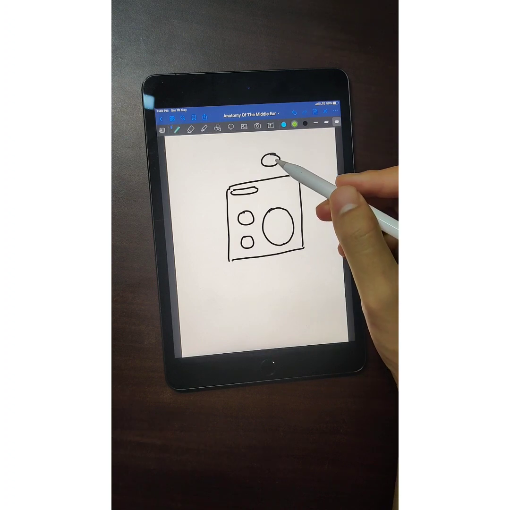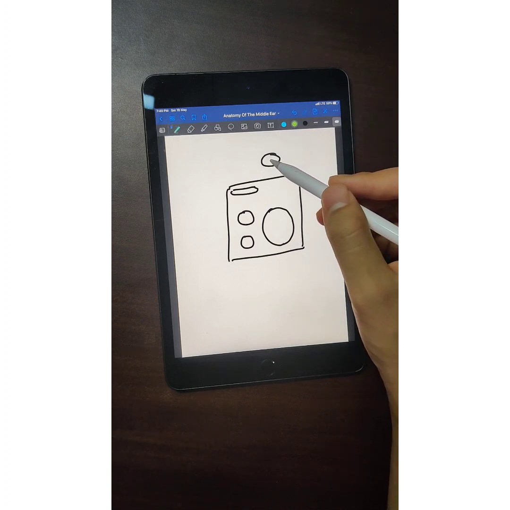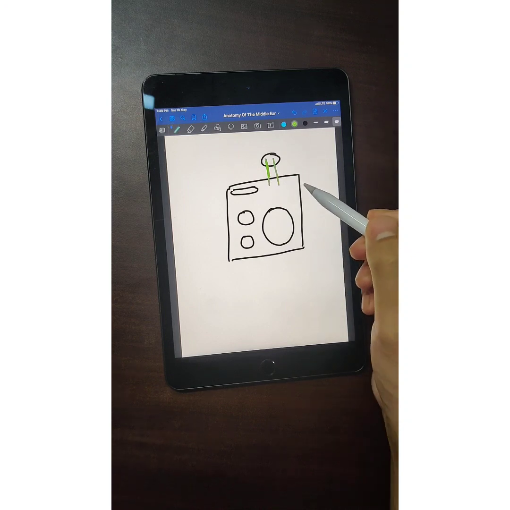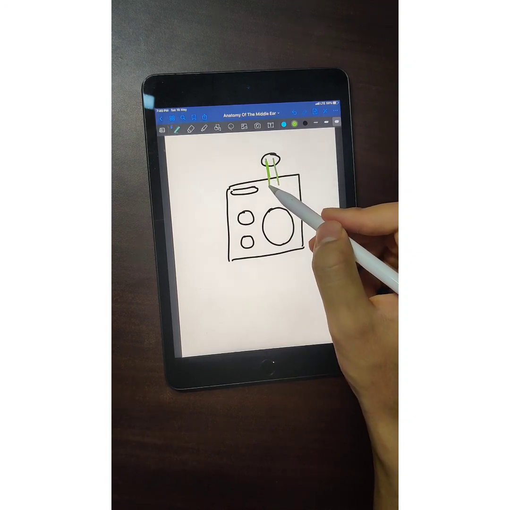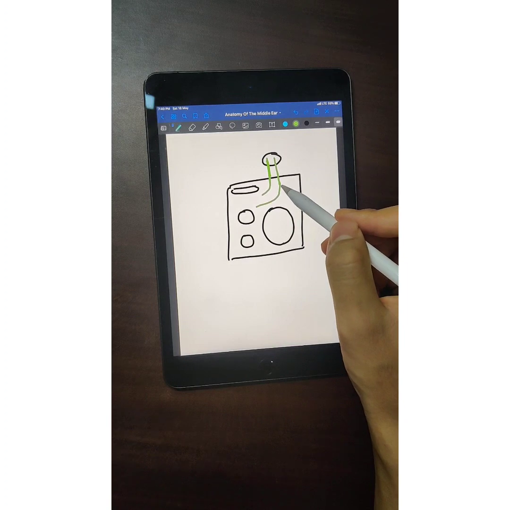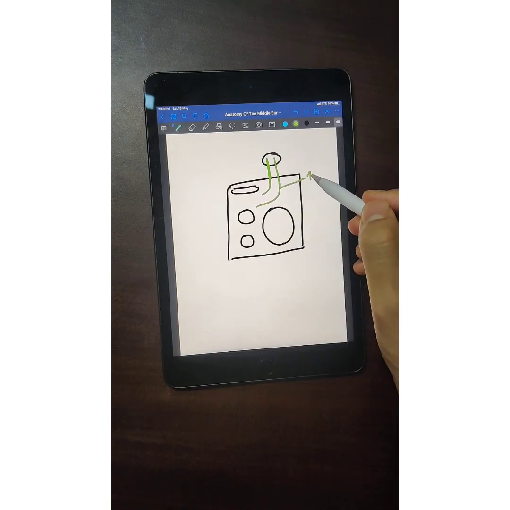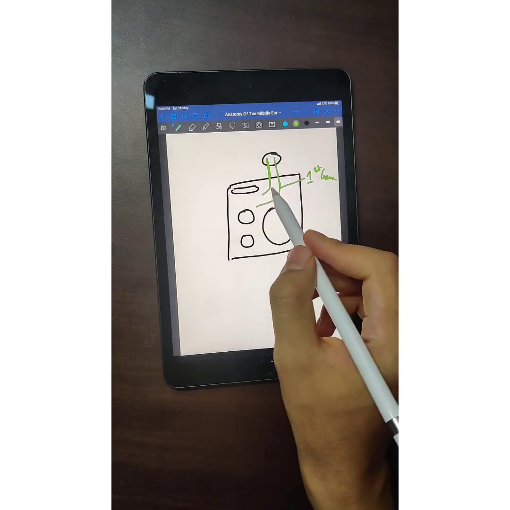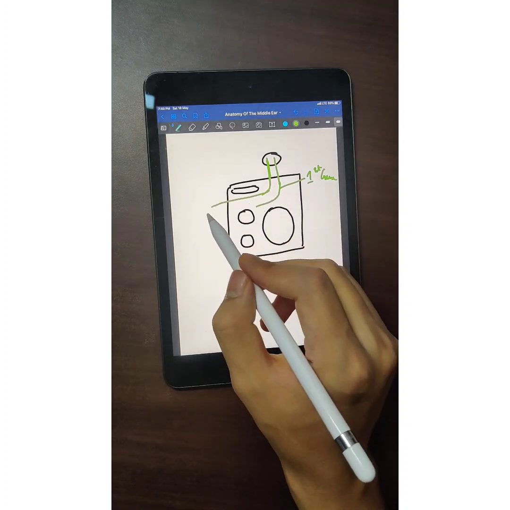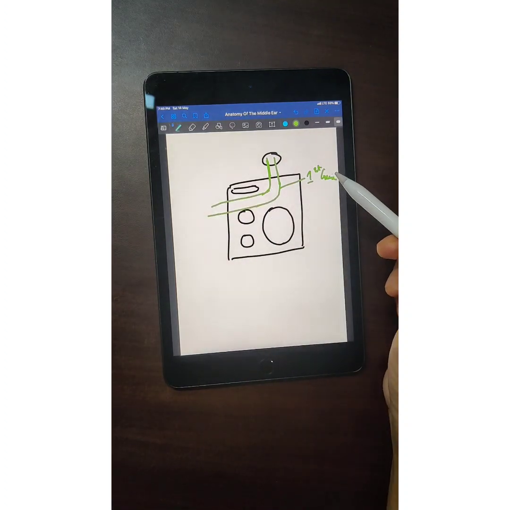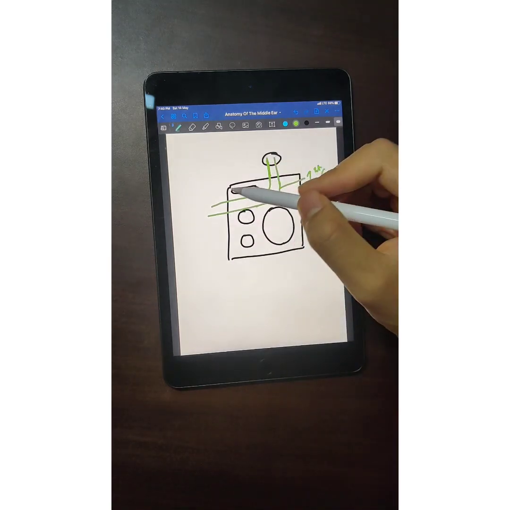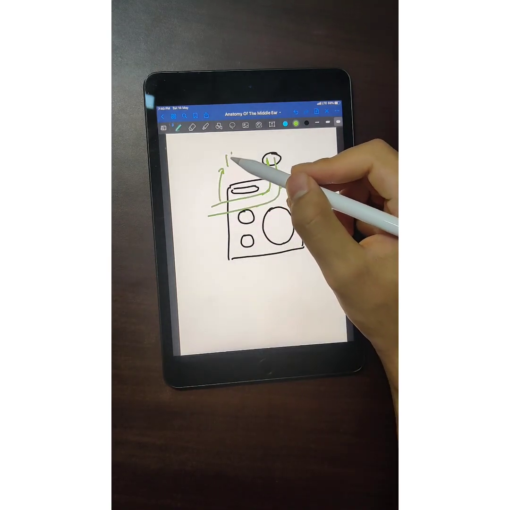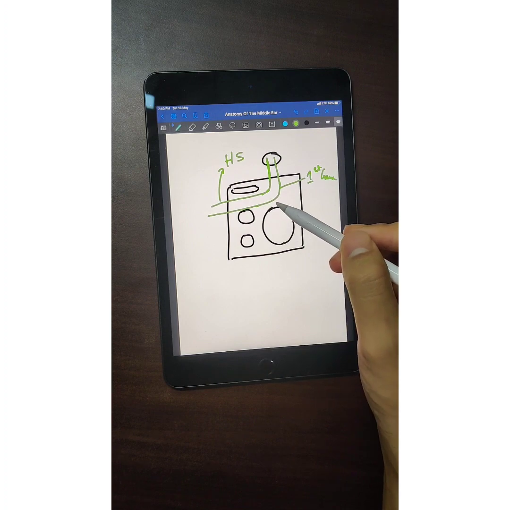Exiting through the internal acoustic meatus is the facial nerve. When the facial nerve enters the middle ear, it takes a turn. This turn is known as the genu, and as it is the first one, it's known as the first genu. After taking the first turn, the facial nerve travels horizontally, so it is known as the horizontal segment of the facial nerve.